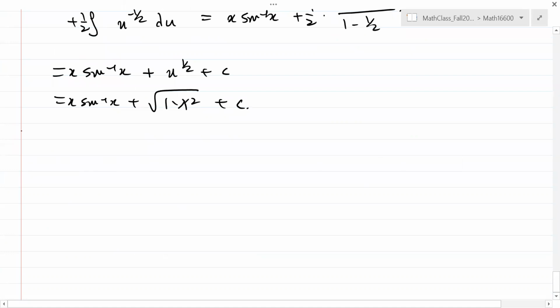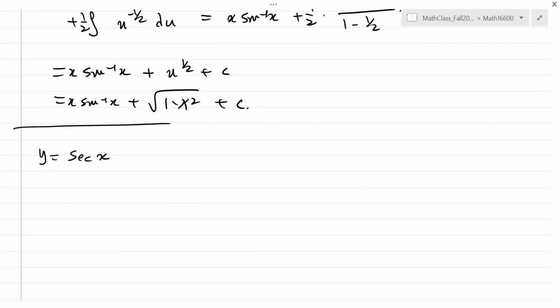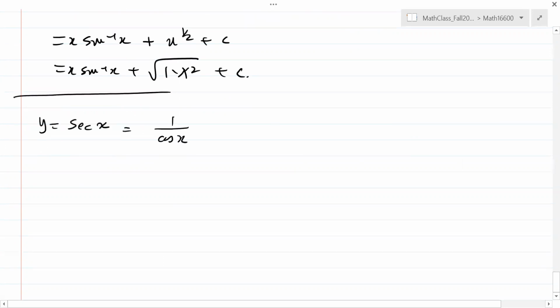A few words about secant x and how to define the inverse of a secant. We're not going to have a cosecant x, right? So we essentially have 3 functions and 3 inverses: sine, tangent, secant. Secant x, if you don't remember, is 1 over cosine x. So which piece are we going to use? That's the problem, okay?